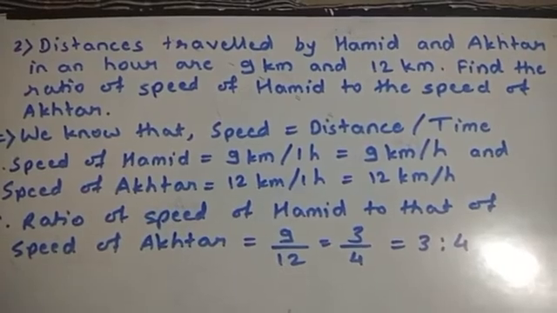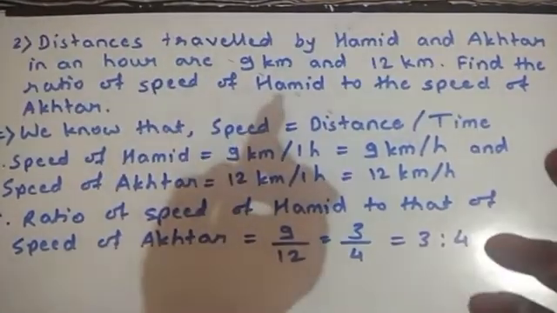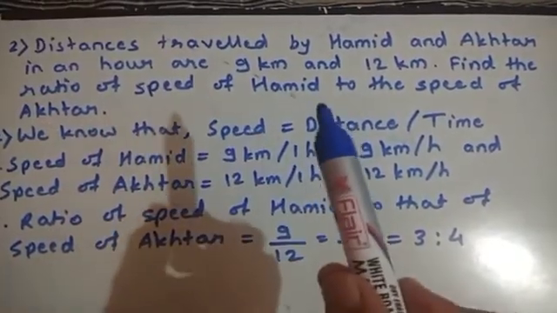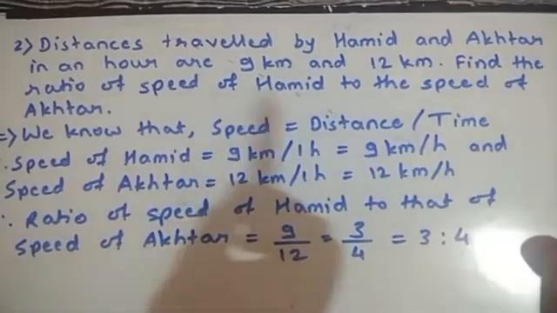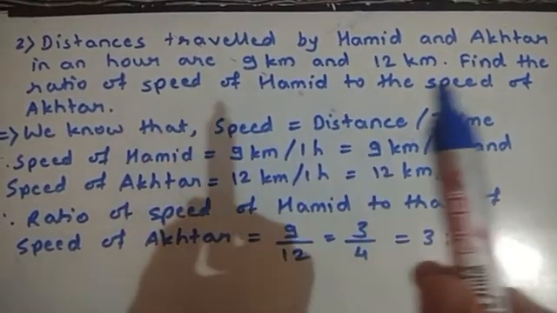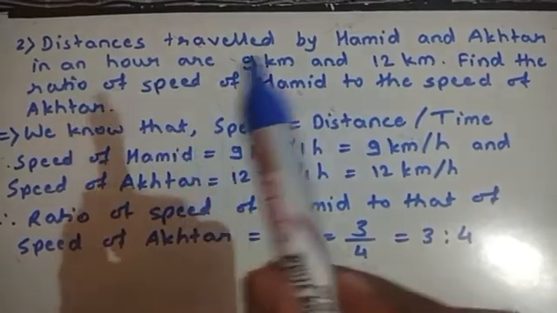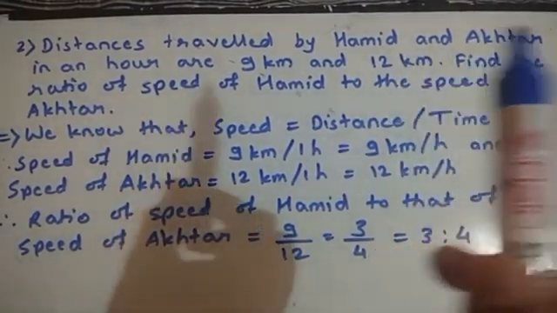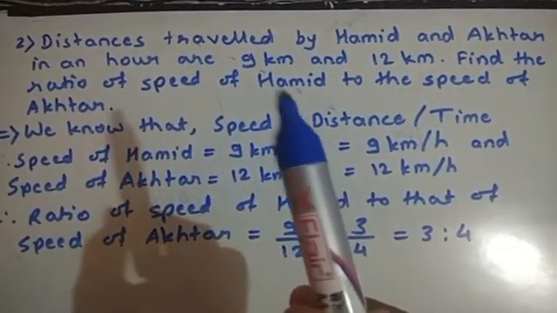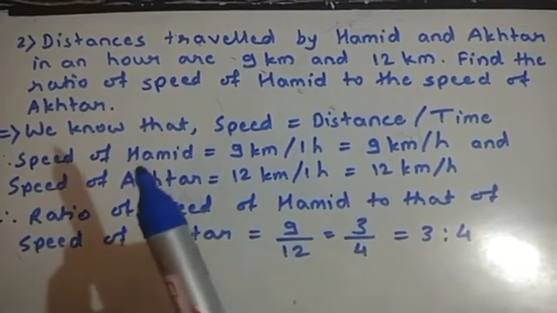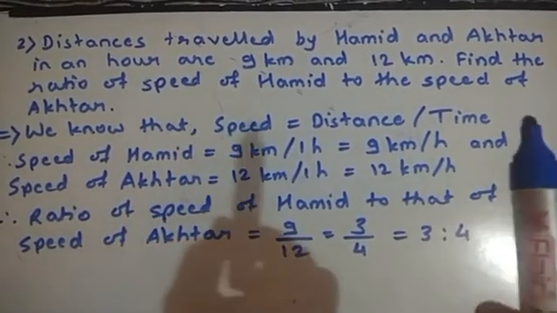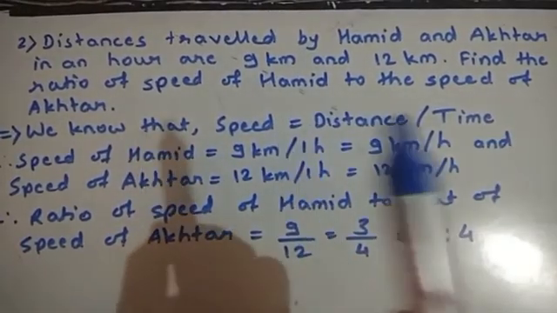Next question. Distance traveled by Hamid and Akhtar in an hour are 9 km and 12 km. Find the ratio of speed of Hamid to the speed of Akhtar. Now here the distance traveled by Hamid as well as Akhtar is given and we need to find out the ratio of their speed. We know that speed is equal to distance upon time. This is the formula.